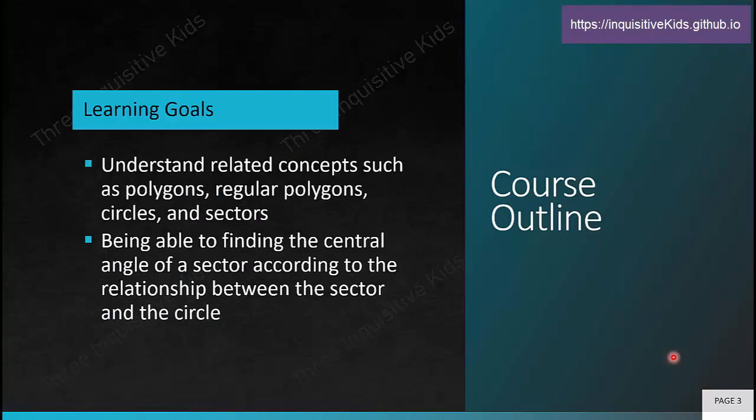In this lesson, we will understand related concepts such as polygons, circles, and sectors, and be able to find the central angle of a sector according to the relationship between the sector and the circle.